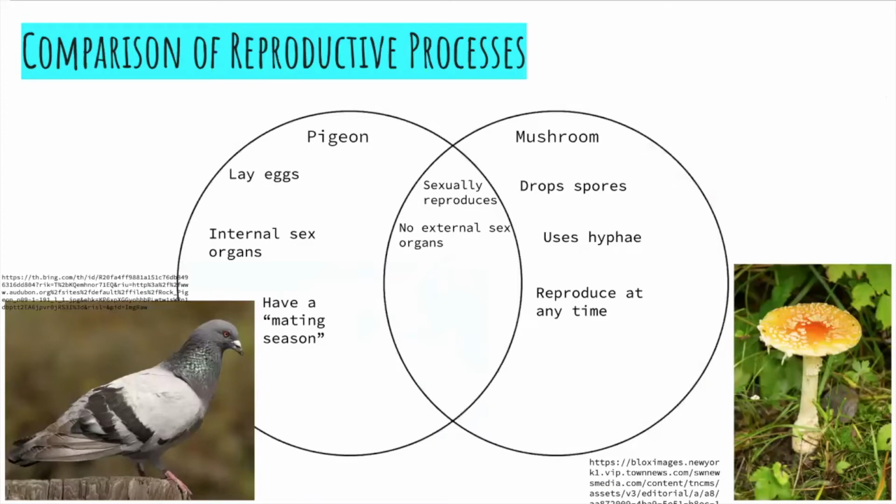So overall, we can see that the pigeon and the common mushroom do have a few similarities. Both the pigeon and the common mushroom are able to reproduce sexually, and also the mushroom is able to reproduce asexually. And neither of them have external sex organs. The mushroom, again, carries out its reproduction through spores and hyphae, and the pigeons have openings on their bodies that allow for the reproduction and the ovary to hold their eggs.